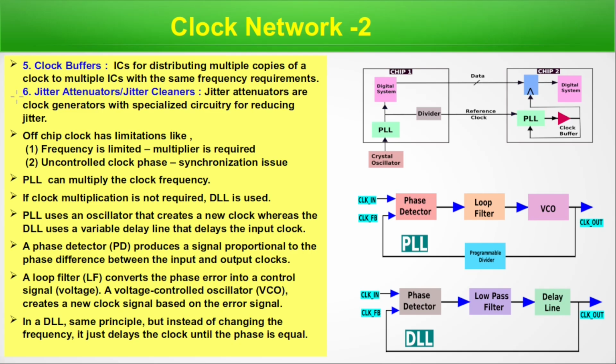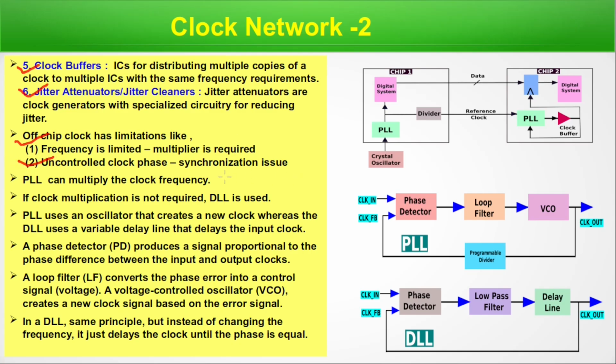Jitter is, in one sense, a parameter. At the same time, it's basically a non-ideality. That's the uncertainty of a clock signal. We will see it in later slides, and we have already discussed it in a delay episode. In this episode, in coming slides, we'll talk about jitter. Now, off-chip clock has limitations. So, these clock buffers and jitter attenuators. Off-chip clock has limitations like limited frequency, and a multiplier is required.